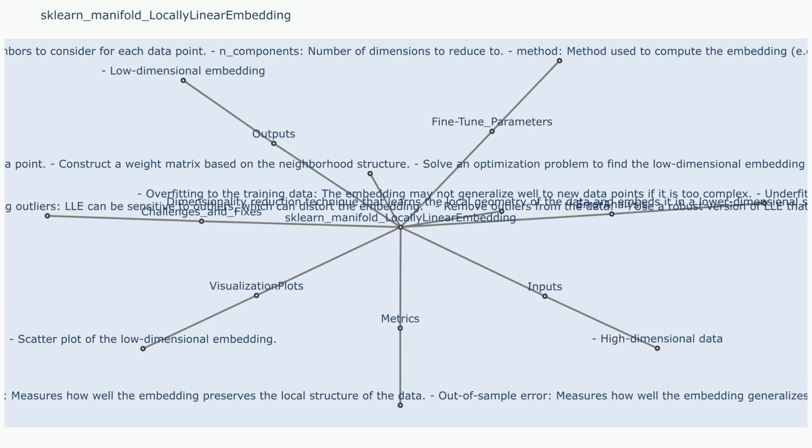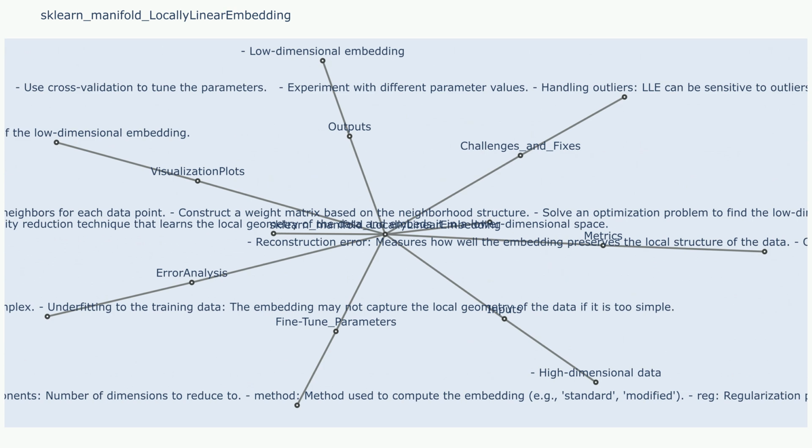Visualization plots: scatter plot: the reduced data can be visualized in a scatter plot to explore the relationships between data points in the lower dimensional space. Pair plot: for lower dimensional embeddings, e.g., 2D or 3D, a pair plot can be used to visualize pairwise relationships between different components of the embedding.